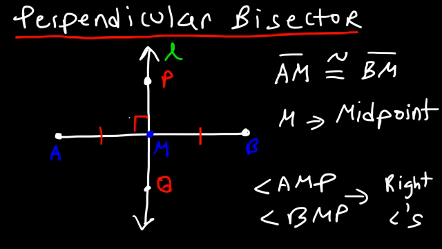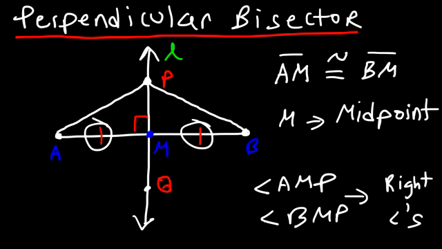Now there's something else that you need to know about perpendicular bisectors. Let's focus on point P. Notice that AM and BM are congruent to each other. And these two triangles share a common side, side PM.